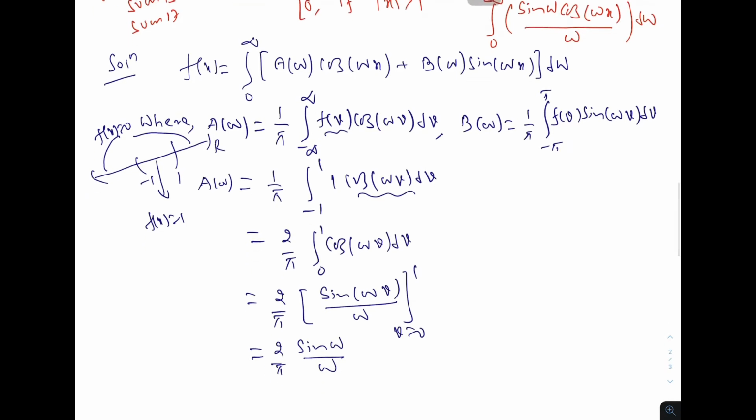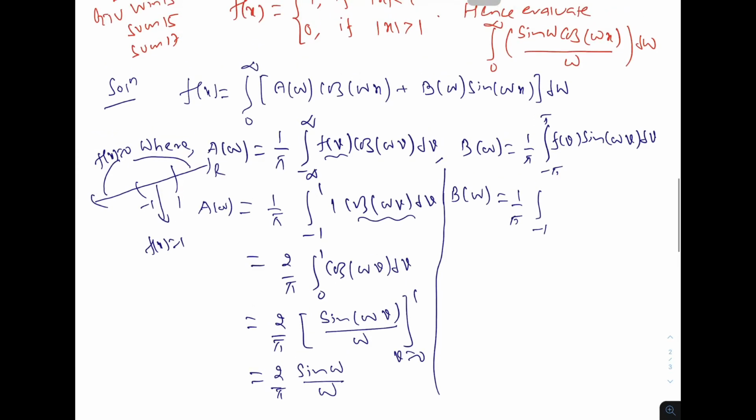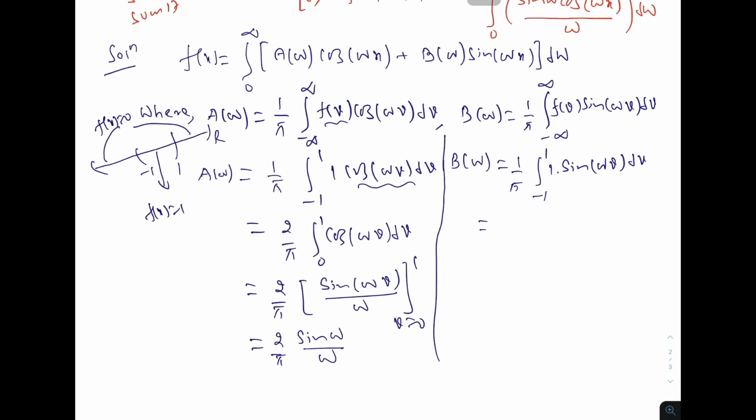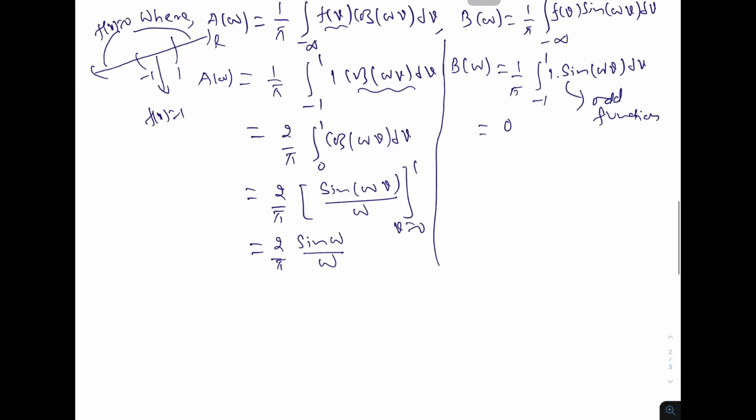What about B(omega)? So B(omega) is 1 over pi, integral from -1 to 1 of sine omega v dv. So this is equal to, now this sine is an odd function, so the value is 0.